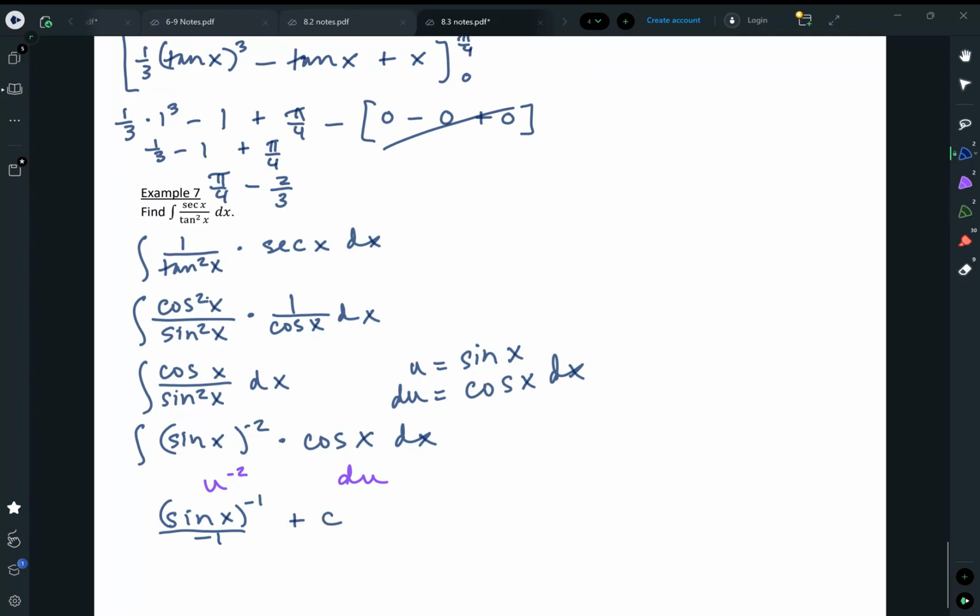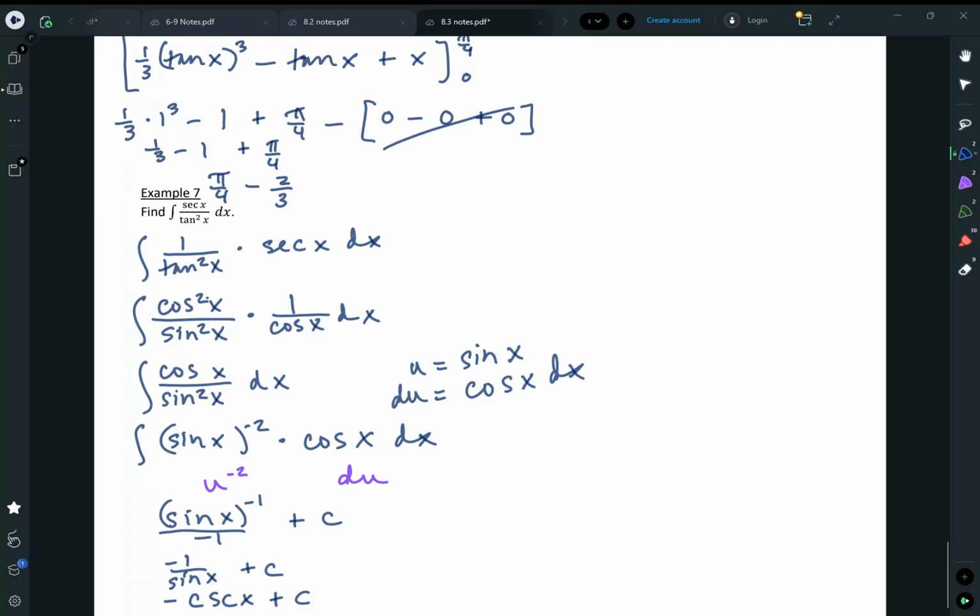And I'm not sure the best way to write this. I could write it as negative 1 over sine x plus c, or I could even use reciprocal trig and write negative cosecant x plus c. So different options on how to write out that answer.